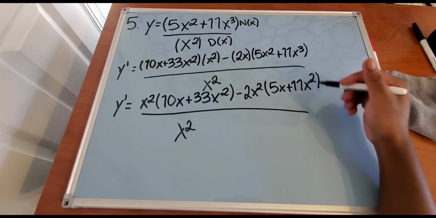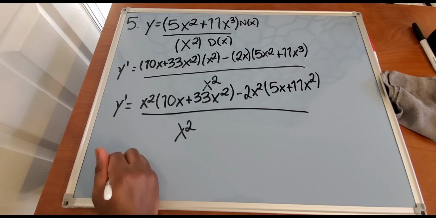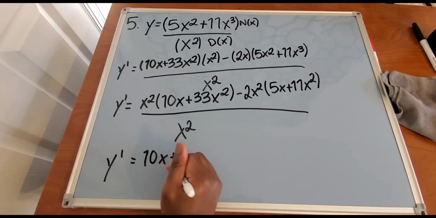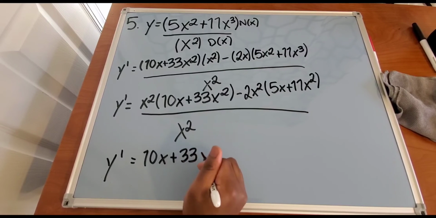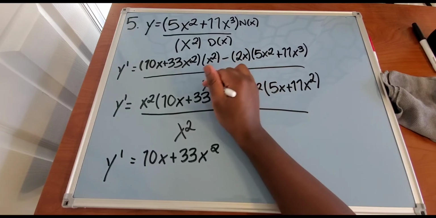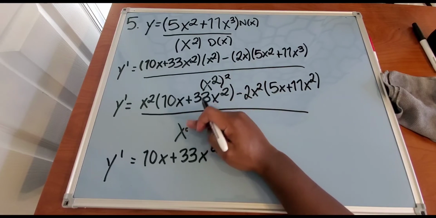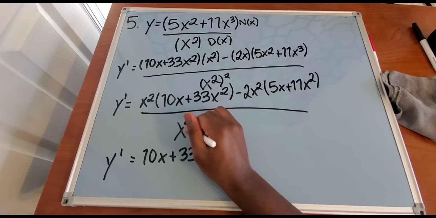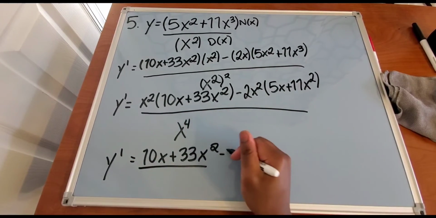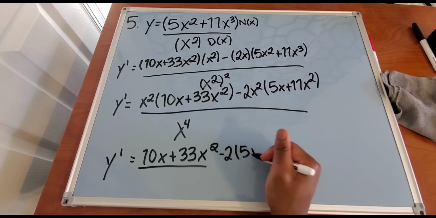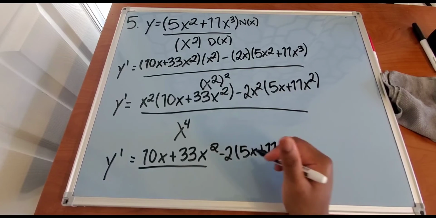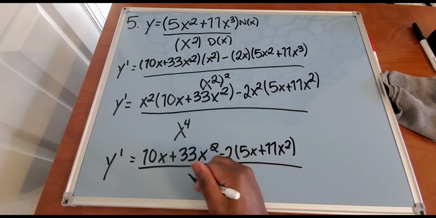So let's go ahead and cancel that off. So we'd have y prime is equal to 10x plus 33x squared. This is the denominator squared, so this is x squared squared, which makes this not x squared but x to the 4th. Minus 2 times 5x plus 11x squared, all over x squared.